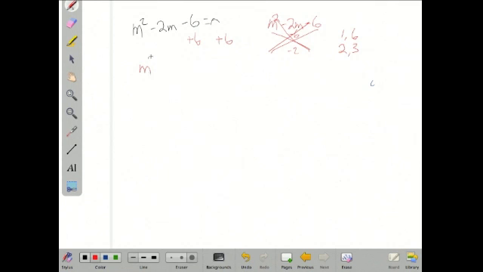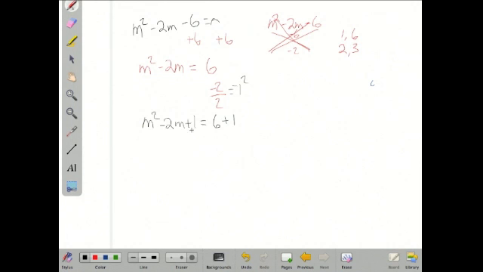And we're left with m squared minus 2m equals 6. Now what we're going to do is take half of -2, divided by 2, and square that. Well, -1 squared is 1, so we're going to take m squared minus 2m plus 1 and add it to the 6 plus 1.